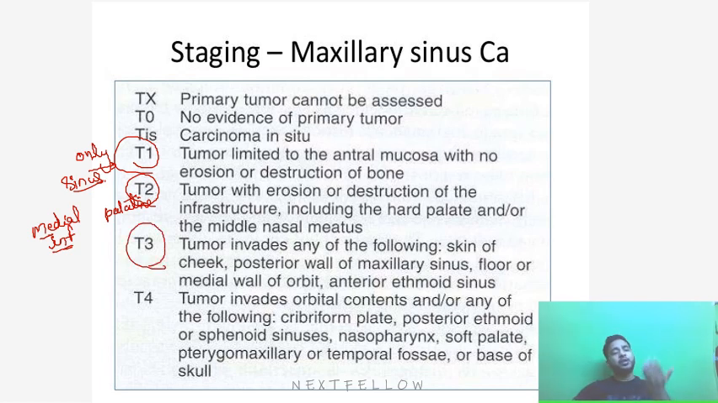T3 is if it is extending or going posteriorly, so the posterior wall of the maxillary sinus, or involving the orbit. T3 is orbit or pterygomaxillary fossa, because beyond the posterior wall of the maxillary sinus there is the pterygomaxillary fossa. So T3 involves the orbit or the posterior wall, which means more complicated. And T4 is then advancing to the cribriform plate, sphenoid sinus, brain, soft palate, pterygomaxillary fossa, etc.